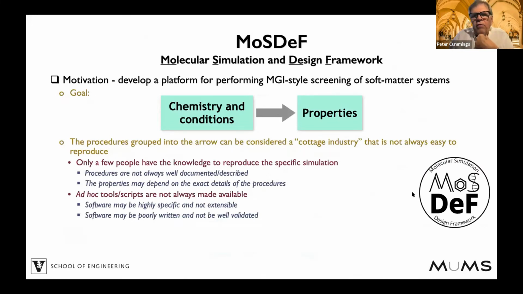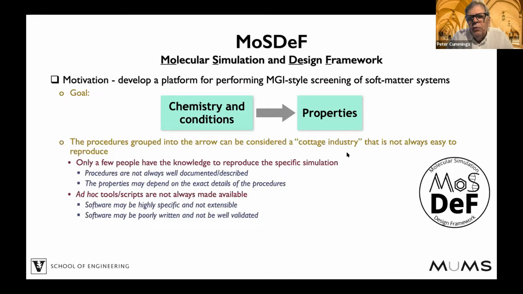So we've been developing this MoSDeF, the molecular simulation design framework, for almost a decade now, where the idea is to develop a platform to perform MGI type screening on soft matter systems. And typically in the past, this connection in a soft matter system between the chemistry and the state conditions and the properties has often been done as a kind of cottage industry, where a graduate student will be given a system and asked to develop a molecular simulation of that system and calculate the properties.